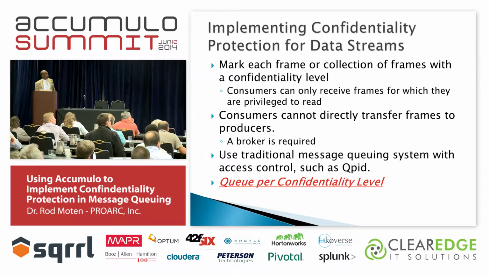Now, the thing about having confidentiality protection on data streams is you can't allow the consumers and producers to directly connect. So you can't have a producer that has some IP address, and the consumer reads directly from that producer's IP address. You're going to need some broker in the middle. That's to guarantee that the consumer isn't connecting at the wrong access level.